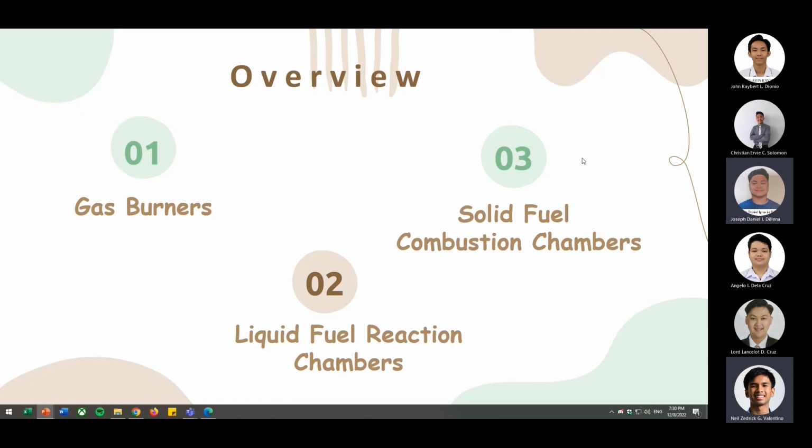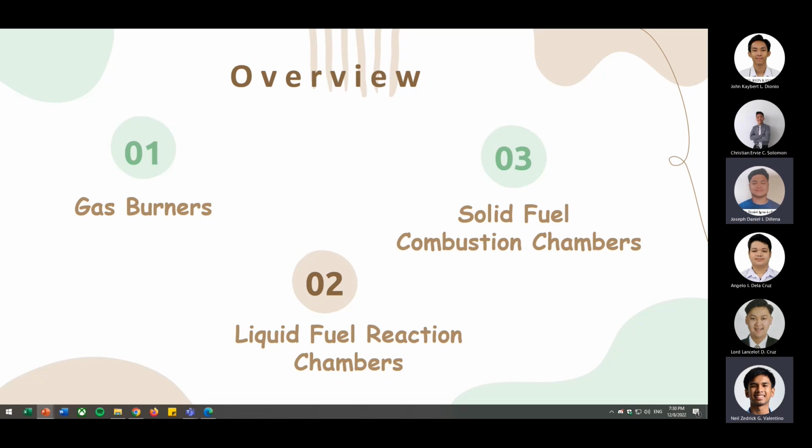Okay. First one, we have the gas burners. Dito sa gas burners, meron tayong residential gas burners, industrial gas burners, and utility gas burners. The second one will be the liquid fuel reaction chambers, and ang pag-uusapan dito is yung mga spark ignition engine and compression ignition engine.